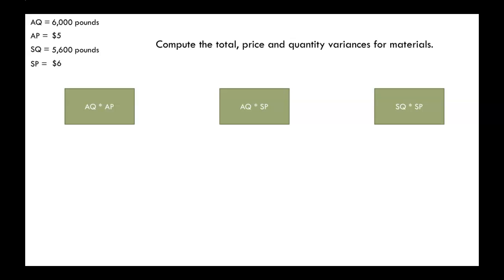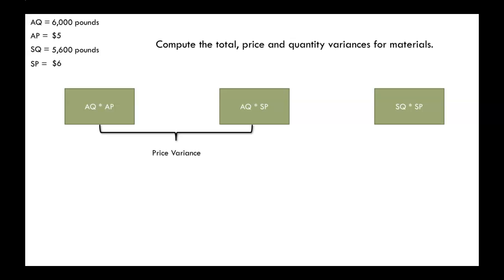So now that we have all of those in the upper left, we can now work on finding the total price and quantity variances. So we're going to set it up like this. So we see AQ times AP, AQ times SP, and SQ times SP. If we find those three values, we can then figure out all of our variances.